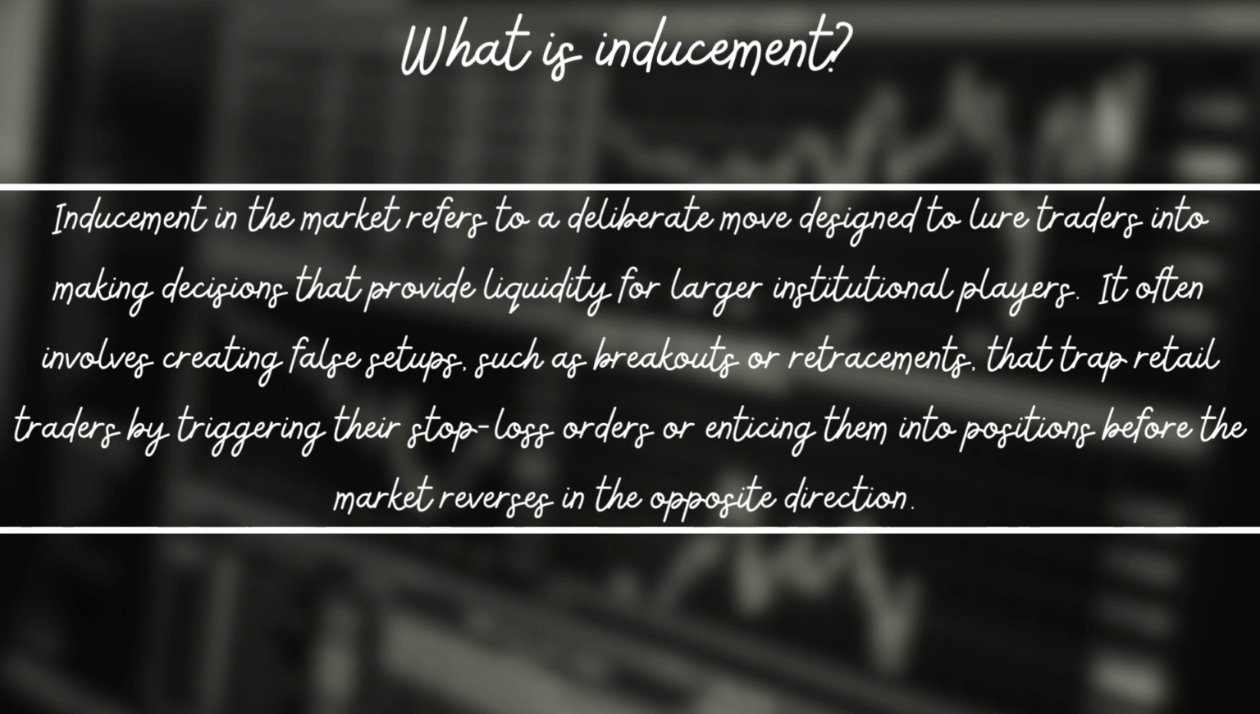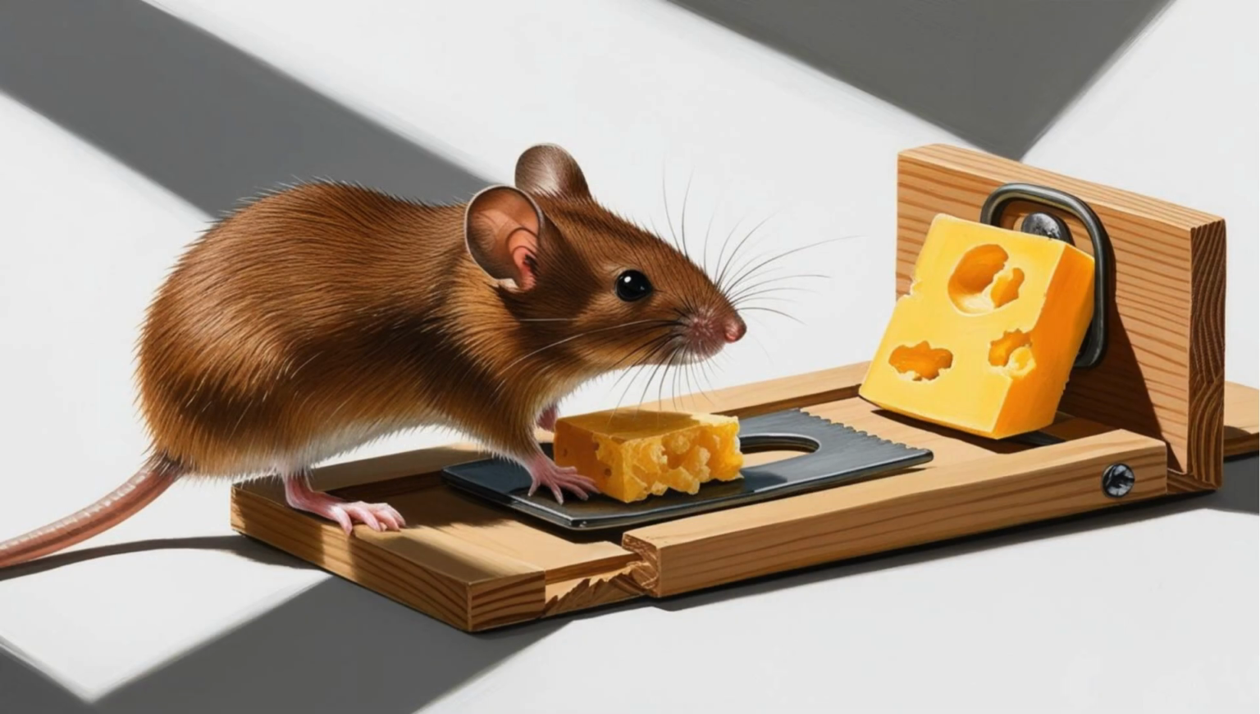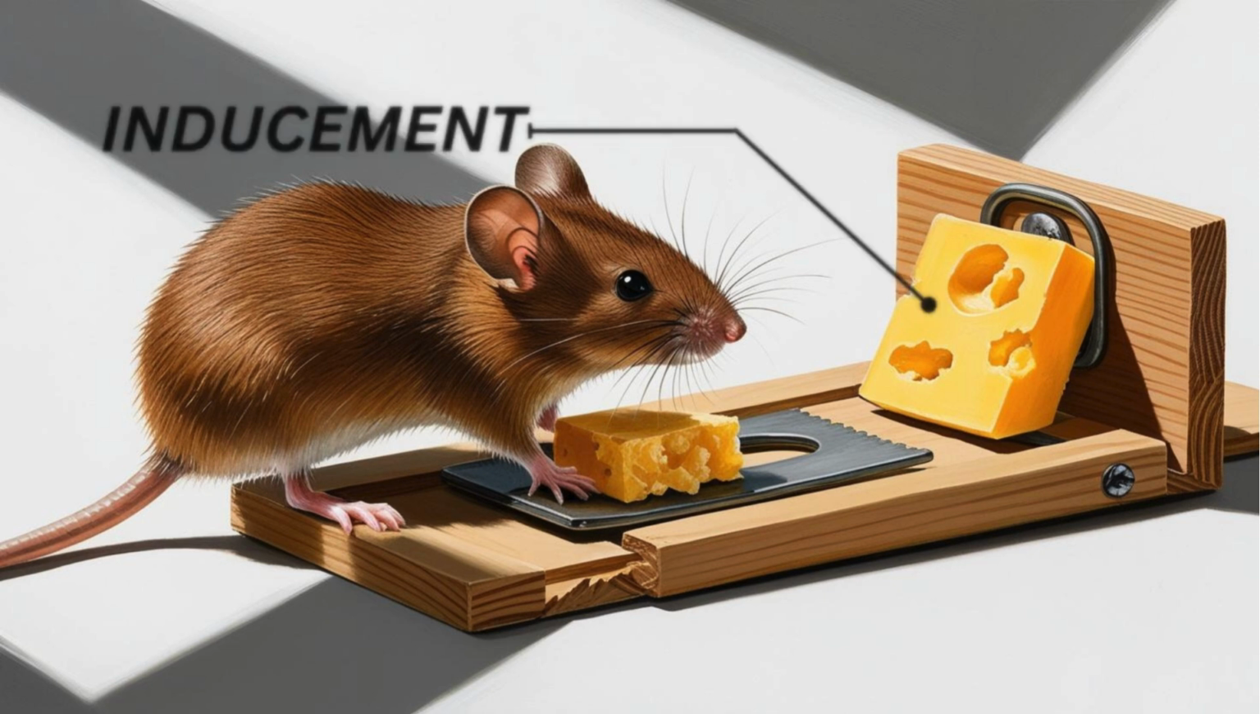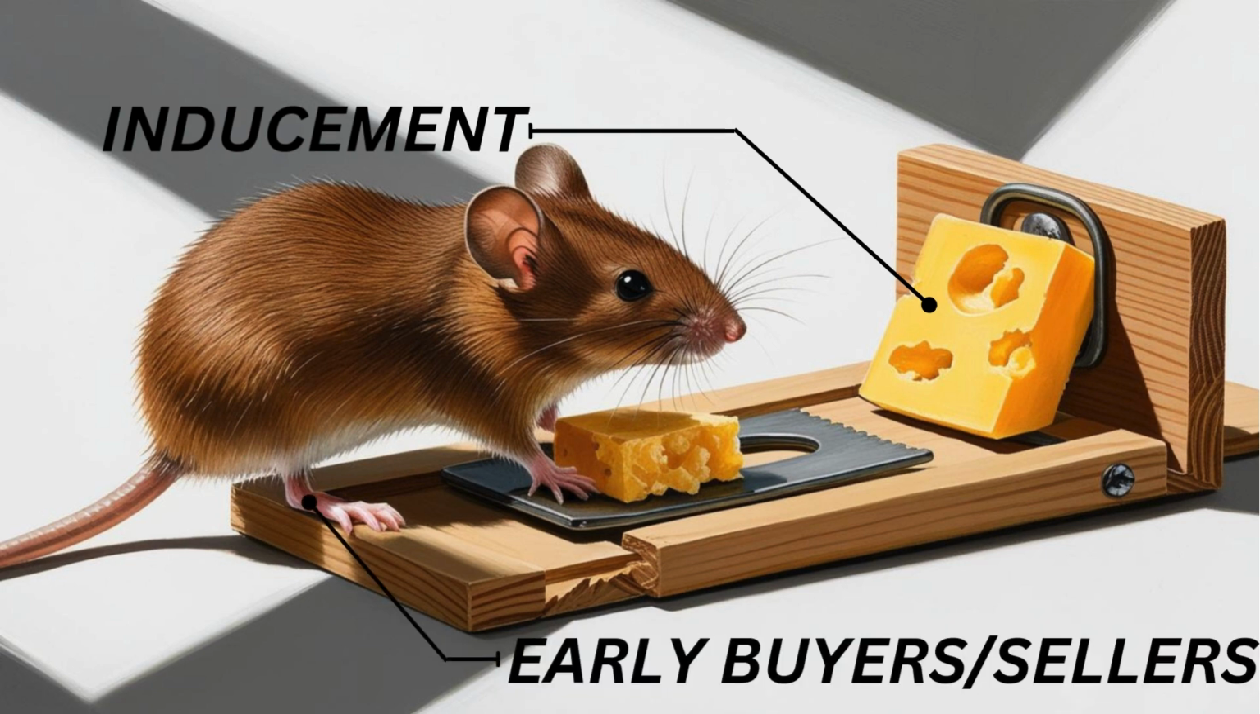To make this concept crystal clear, let me use an analogy that perfectly describes what inducement is: a mouse trap. Imagine a mouse trying to eat cheese from a mouse trap. The cheese represents inducement, a tactic used by institutional traders to lure retail traders into the market and create trading activity. The mouse symbolizes early buyers or sellers who get drawn in by the enticing opportunity.